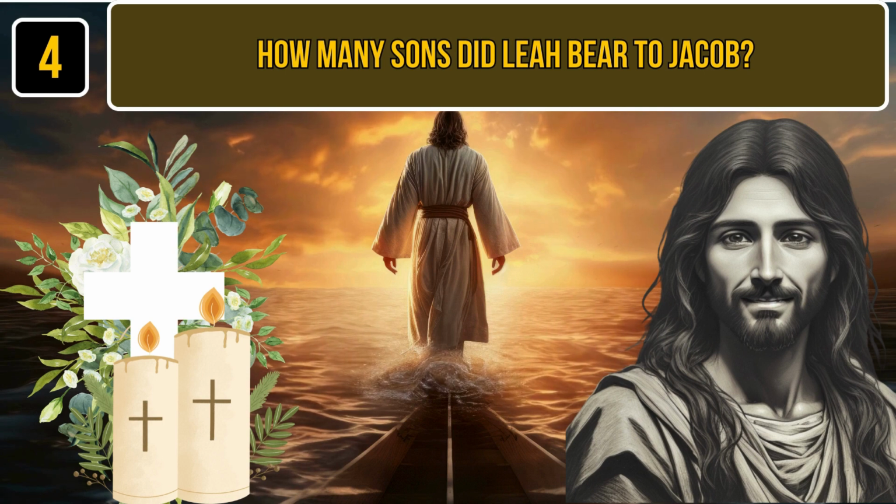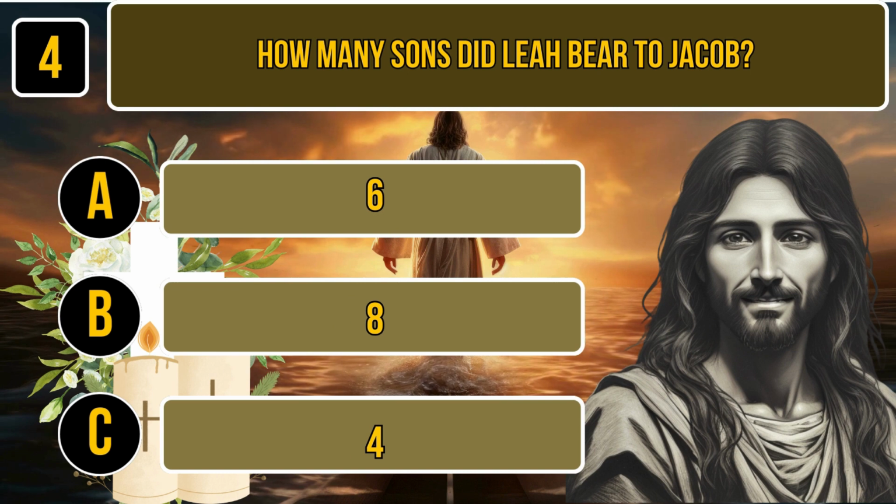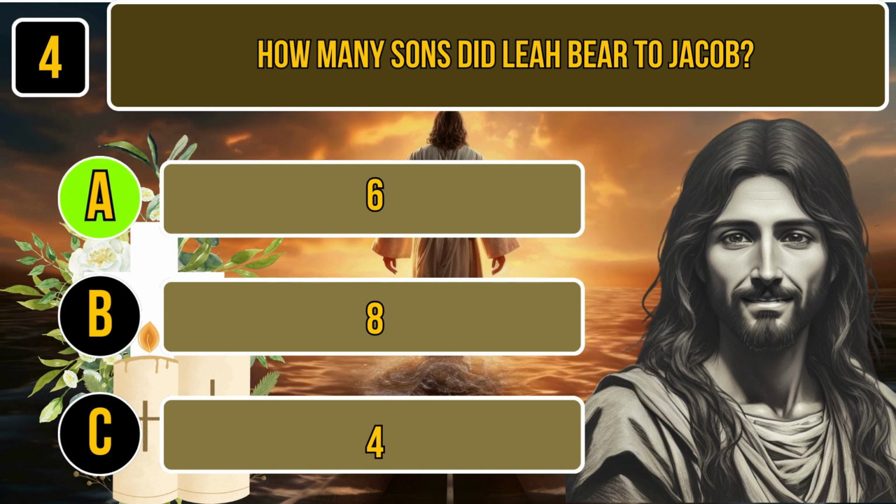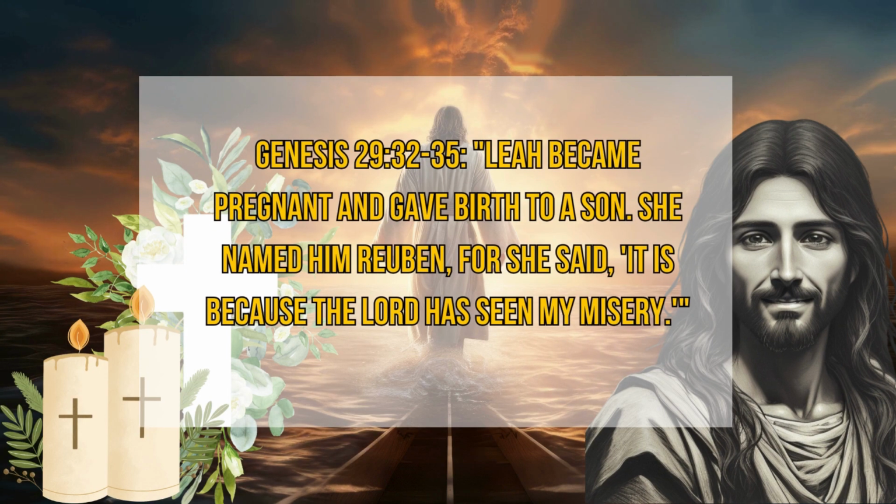Question number 4. How many sons did Leah bear to Jacob? A. 6. B. 8. C. 4. Time for thinking. The correct answer is 6. Genesis 29:30-35. Leah became pregnant and gave birth to a son. She named him Reuben, for she said, "It is because the Lord has seen my misery."